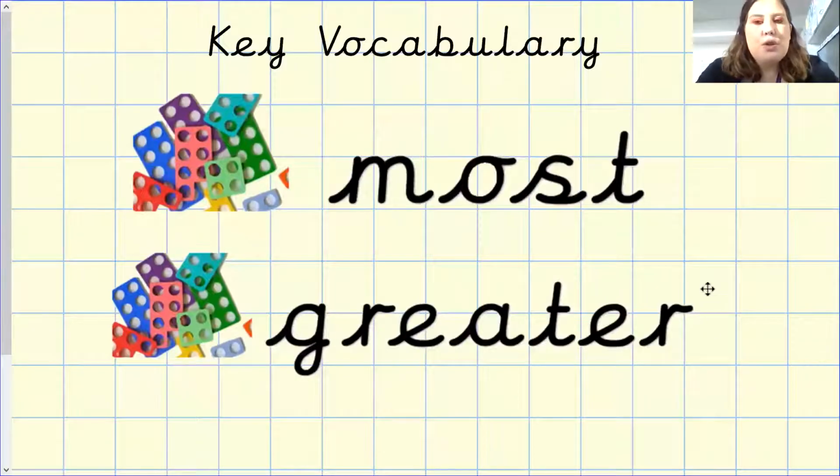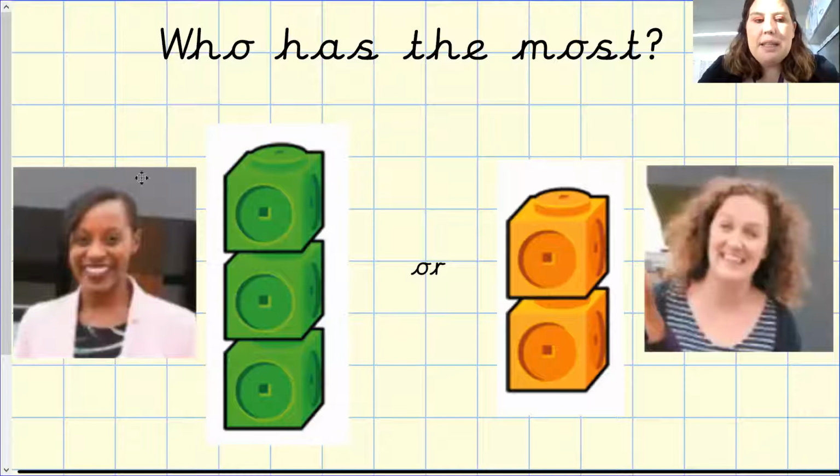So as I just told you earlier, we are going to be focusing on comparing numbers and amounts this week. So the first key vocabulary is most, greater. Fantastic. So if we were to look at these two amount of objects, we can see that Mrs. Bowen has 3, whereas Miss Shaw has 2. So which person has the most? Is it Mrs. Bowen or is it Mrs. Shaw? Fantastic, Miss Bowen, because she has 3. She has more than Miss Shaw.